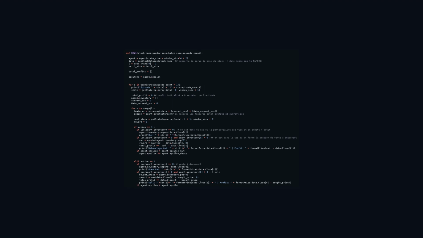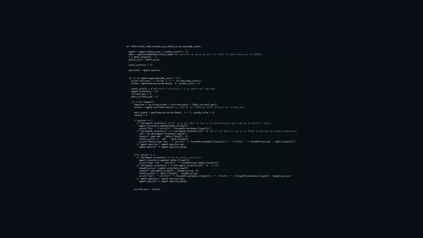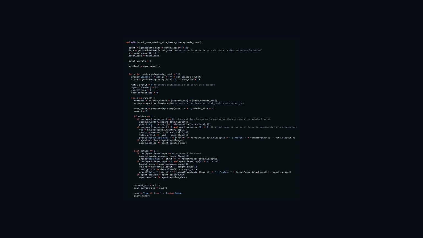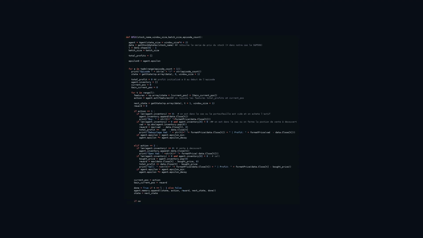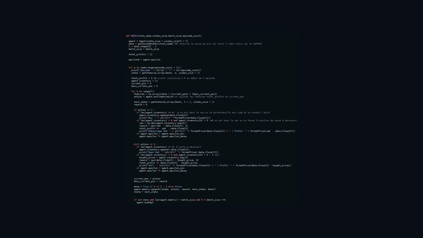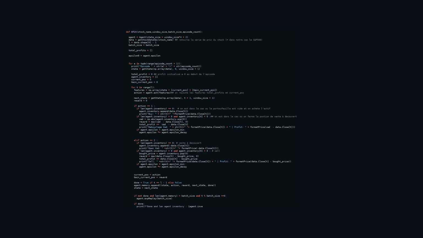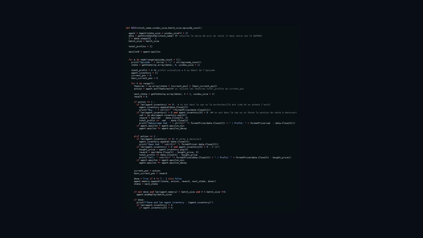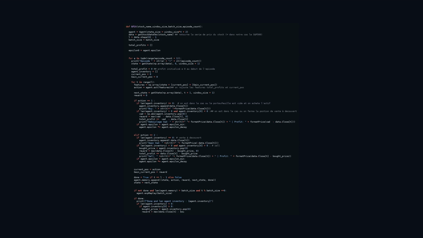Upon completing all time steps within an episode, the function records specifics about the agent's inventory, computes and showcases the total profit, appending it to the profit list. The model is saved every 10 episodes. To wrap up, the function returns a list of the total profits garnered in each episode.